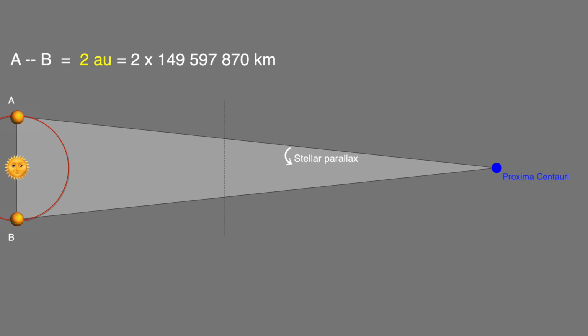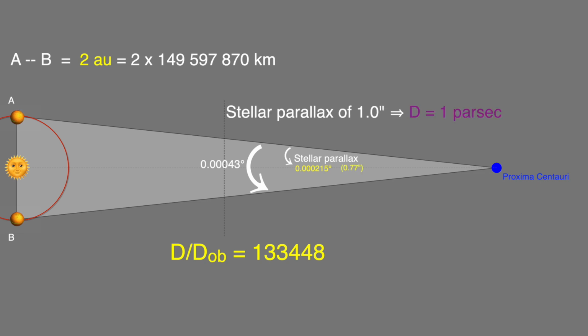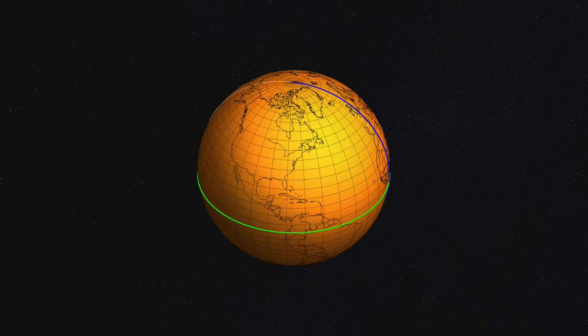In the case of Proxima Centauri, the ratio of distances is 133,448. This corresponds to an angle of 0.00043 degree, which is well within the range of observation with a telescope. With this method, a different arrangement of stars may be observed between stars that are closer to Earth and stars that are farther away. The stellar parallax of Proxima Centauri is 0.000215 degree or 0.77 arcsecond. When the stellar parallax of a star is 1 arcsecond, the star is said to be at a distance of 1 parsec.